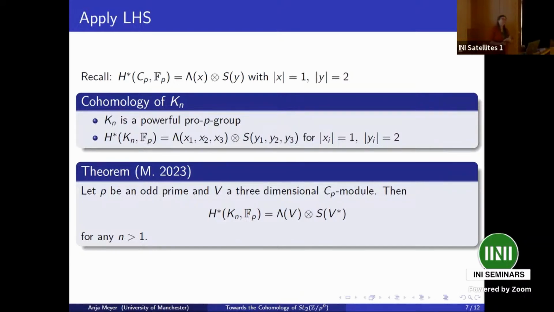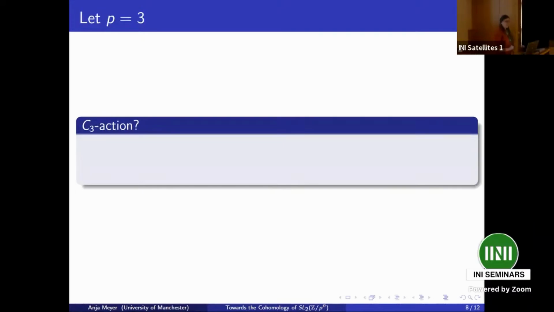Unfortunately, it does not say anything about convergence of the spectral sequence. It also doesn't say anything about what this group action actually is. So there needs to be a little bit more work to be done. And speaking of, let's see it in action.